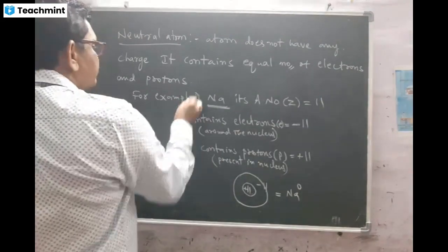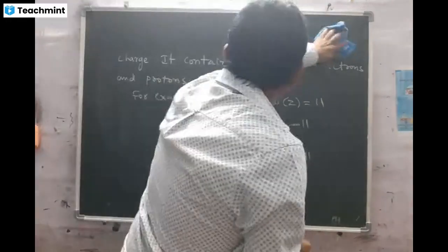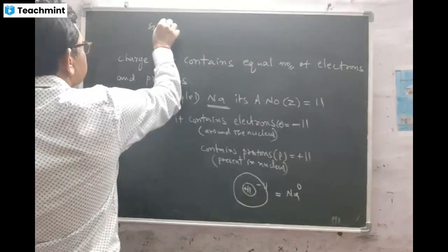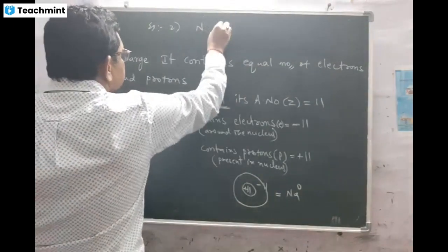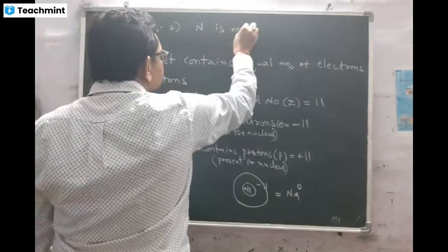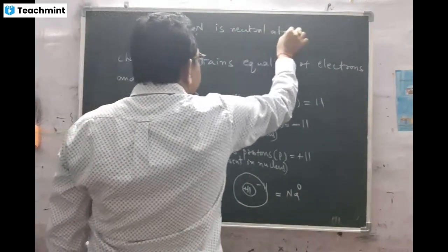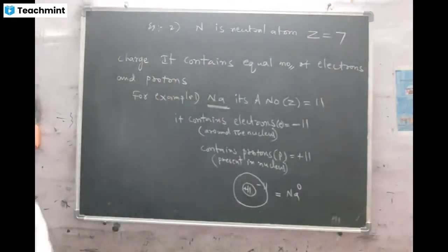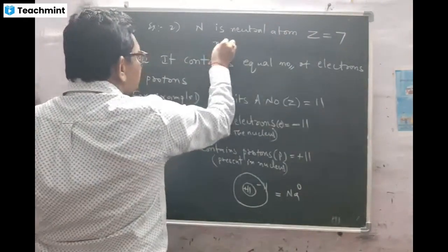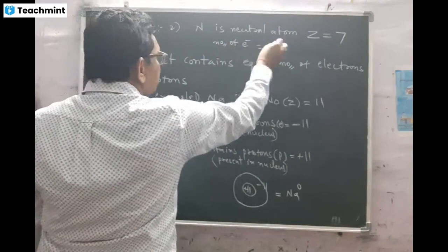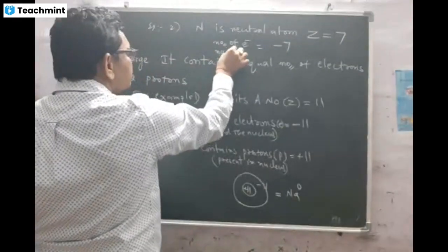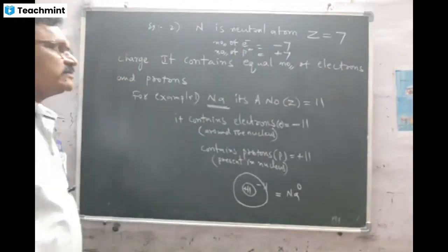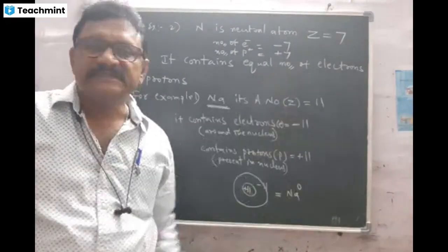In the same way, we can observe another example. Let us take nitrogen atom. Second example, nitrogen is neutral atom. Its atomic number Z is equal to 7. That means number of total electrons, e minus, are minus 7. Number of protons, e plus, are plus 7. That's why nitrogen is neutral atom. Is it clear?